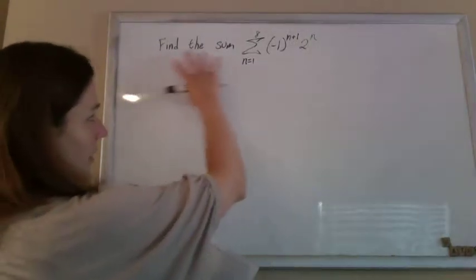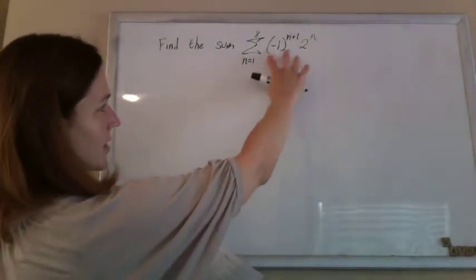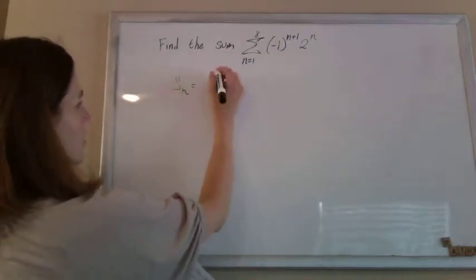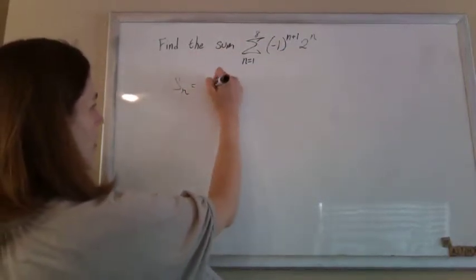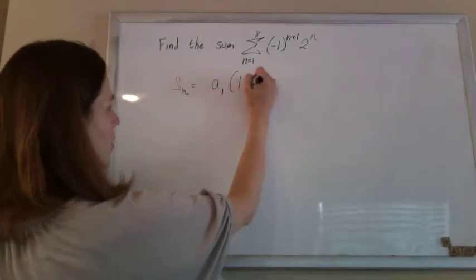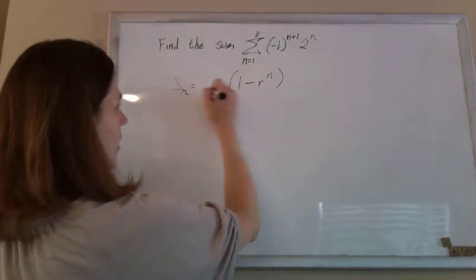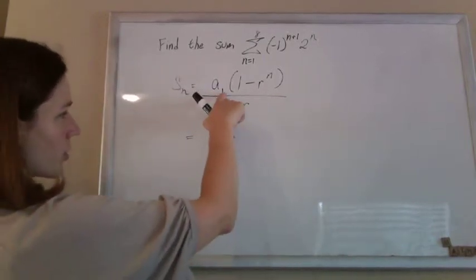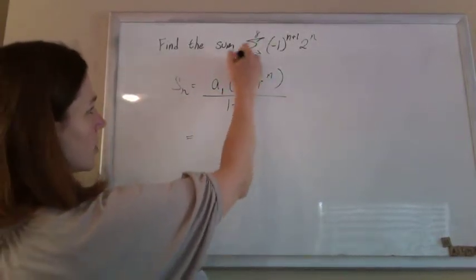Okay, so they want us to find this sum. We recognize it as a geometric sequence, so we want our formula for the sum of a geometric sequence. So the sum is going to be the first term times 1 minus r to the n over 1 minus r. So to get your first term, a sub 1, the safest way to do it is to plug that 1 into here.